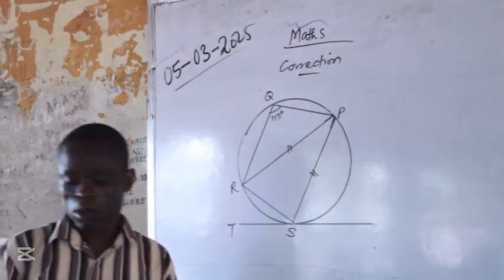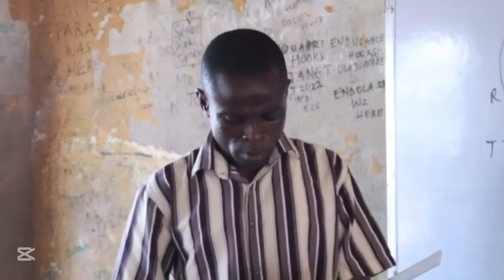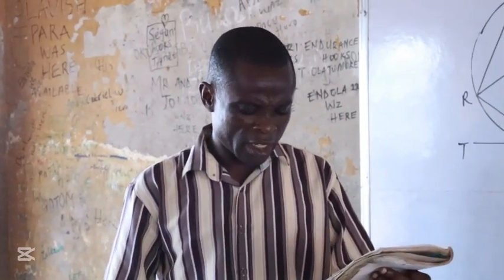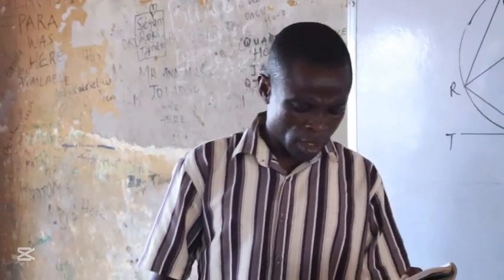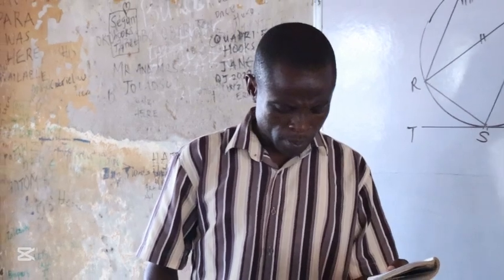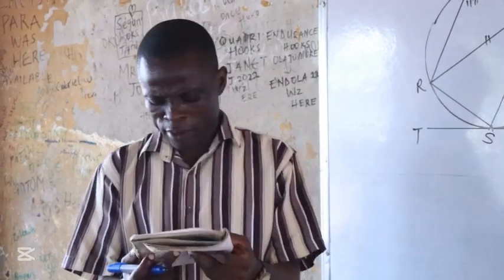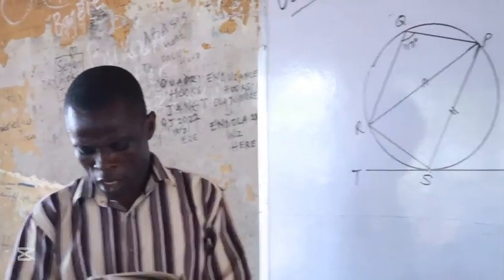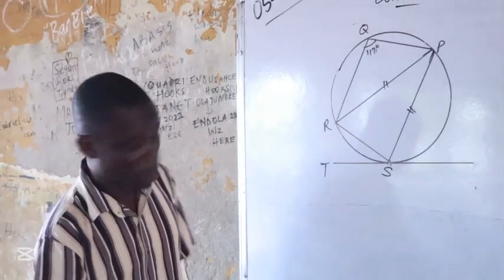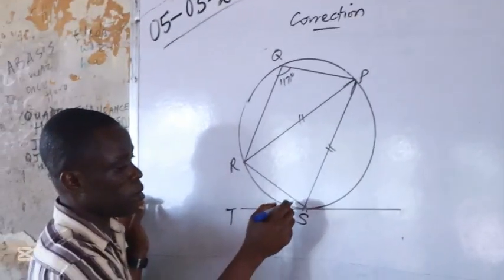Now, in this question, we have in the diagram below, TS is a tangent to the circle PQRS. If PR equals PS and PQR equals 117, calculate RST. Calculate RST. This is the angle we are looking for.